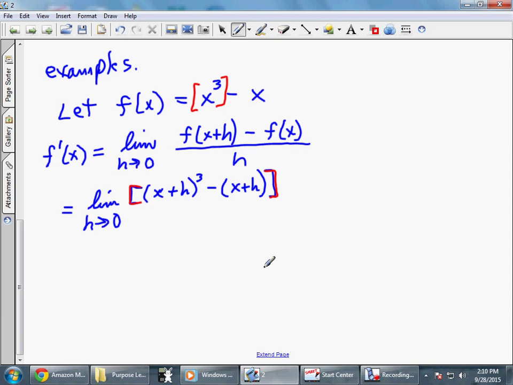Now we're almost done, hang on. Minus, okay, we're almost there, f of x, what's that? There you go. x cubed minus x, okay? And I know this is hard. You're not going to get it the first time, and that's fine. Over h. Okay? Now, what's the problem here?